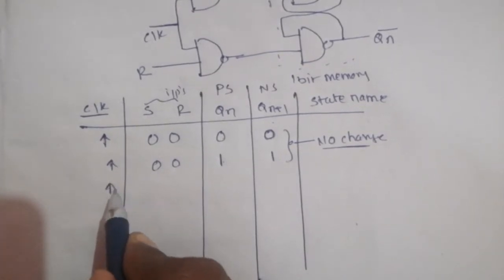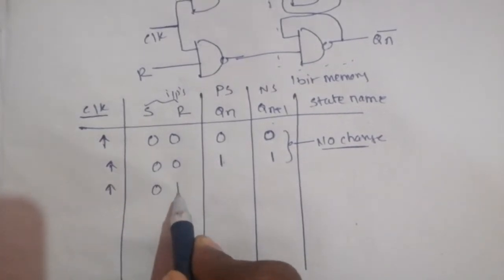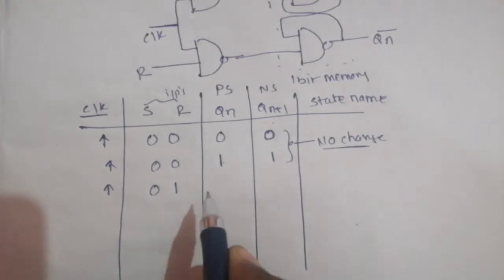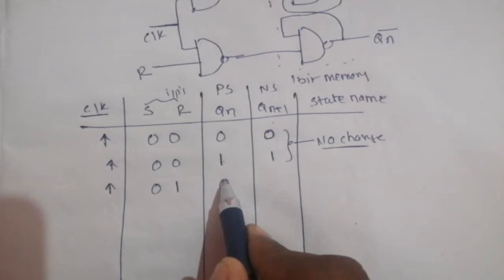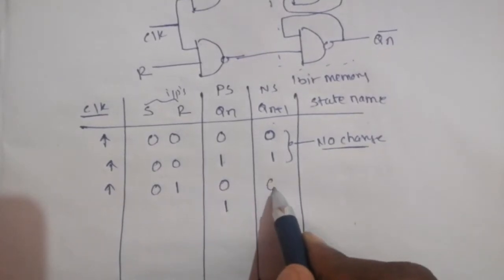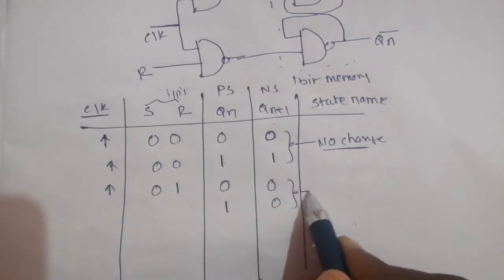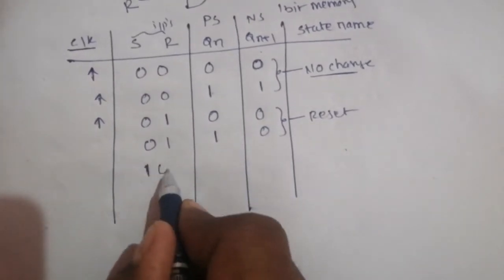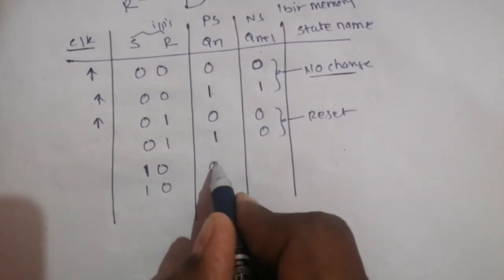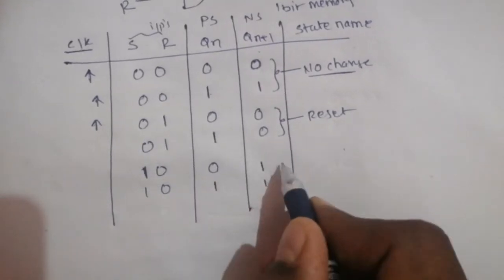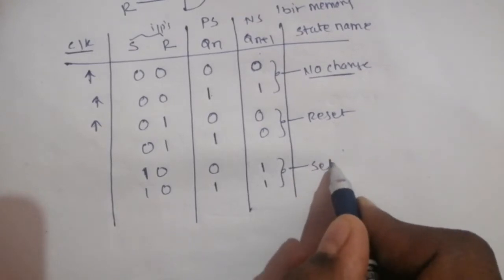When the positive edge clock is applied and the inputs are 0 1, whether the present state is 0 or 1, the next state will be 0. This is the reset condition. When the inputs are 1 0, whether the present state is 0 or 1, the next state is 1. This condition is called the set condition.